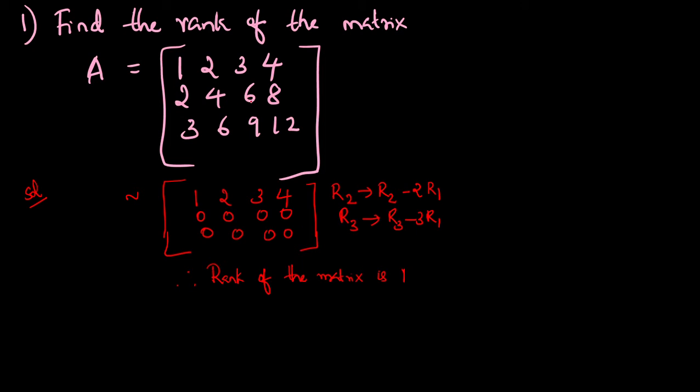Here, by looking at the question itself, we can see that the second and third rows are just multiples of the elements of the first row. If we multiply the elements of the first row by 2, we get the second row. And if we multiply the elements of the first row by 3, we will get the third row. So by looking at the given matrix, we can easily identify the row transformations.